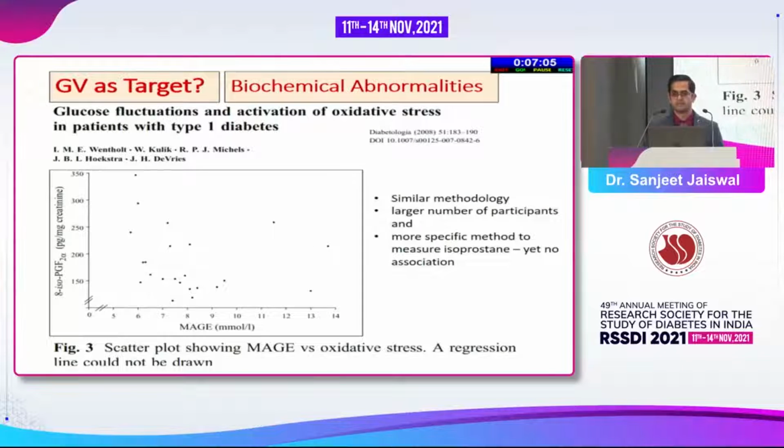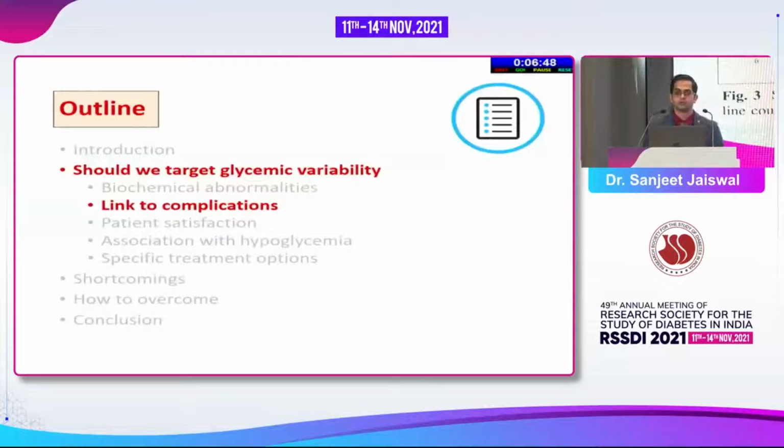Another study with a similar methodology and a large number of participants, using a more specific method to measure isoprostanes, has not shown any association of increased inflammatory marker excretion in the urine versus MAGE, and a regression line could also not be drawn.